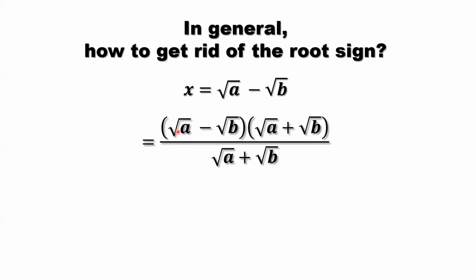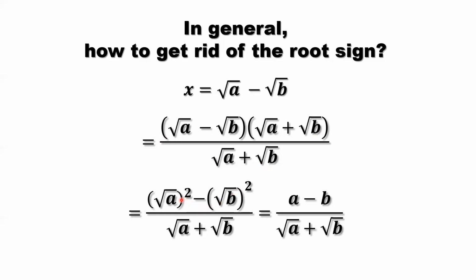So here, what is this? Look at the numerator: first minus second times first plus second. That's the formula for the difference of two squares. If we simplify, you will have a here, and b here. That's the general method. We are going to use this method to simplify our problem first, then compare the two numbers.